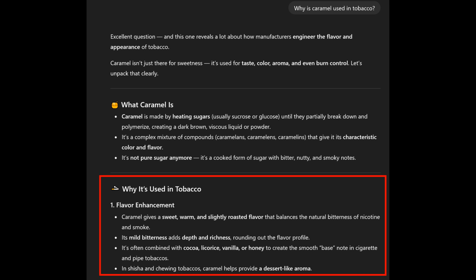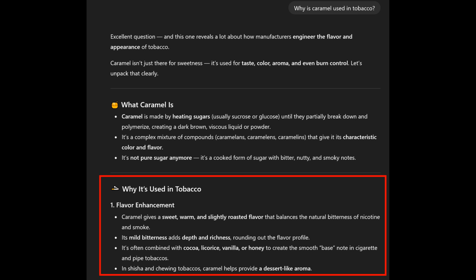Why is caramel used in tobacco? Okay, we all know what caramel is, but why is it used in tobacco? Flavor enhancement. Caramel gives a sweet, warm, and slightly roasted flavor that balances the natural bitterness of nicotine and smoke. Its mild bitterness adds depth and richness, rounding out the flavor profile. It's often combined with cocoa, licorice, vanilla, or honey to create the smooth base note in cigarette and pipe tobaccos.